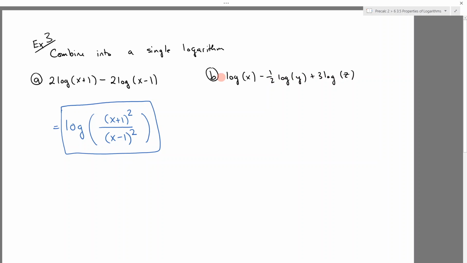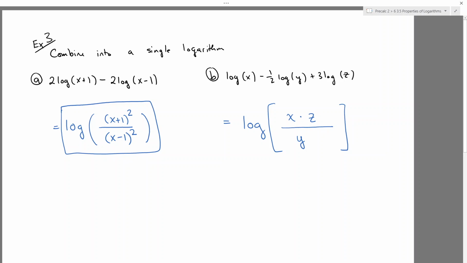Okay, so now let's look at the second example. I have, again, all common logs, so they combine to a single common log. And how does it combine? So again, we look at the operations. This term is positive, so that means that this x goes in the numerator. This term is negative, so the y goes in the denominator. And then this term is positive, so the z goes in the numerator.